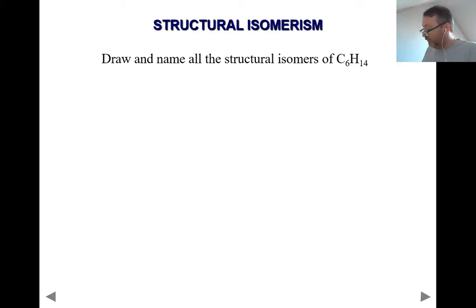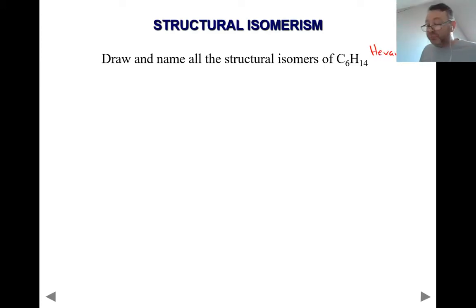I'm going to take a look at this one here. I'm going to take a look at the structural isomers of C6H14 and see what we can do with this one. So draw and name all the structural isomers of C6H14. Now again, is this an alkane or an alkene? Well, what's the ratio between the carbons and hydrogens? 6 is to 14. n to 2n plus 2. So this is definitely an alkane. An alkane with 6 carbons happens to be hexane.